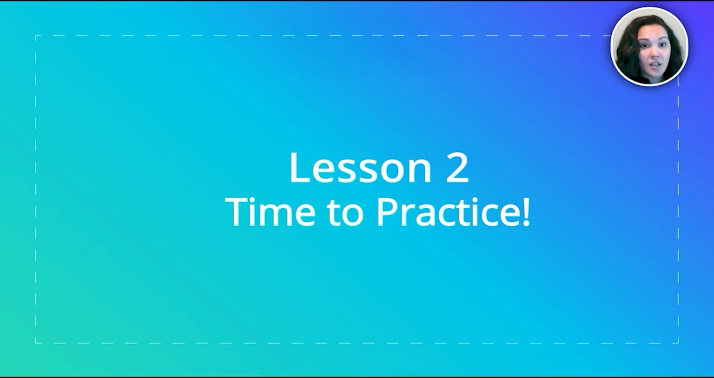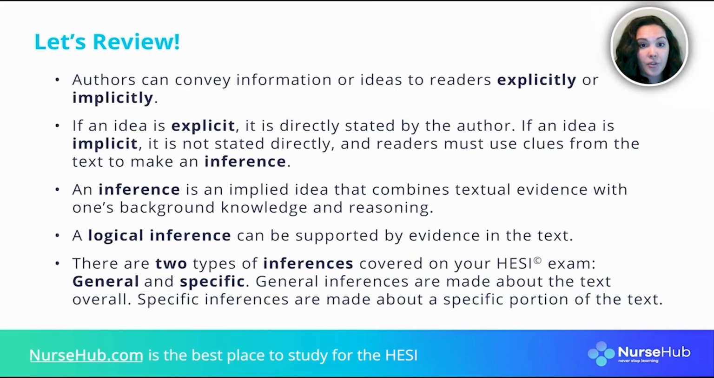Okay, here is lesson 2 in the inference series, and I just want to review with you some key points here about this skill. Remember, authors state information explicitly or implicitly. And if an idea is explicit, it's directly in the text. If it's implicit, then we need to make an inference to be able to figure out what's going on. And an inference is an implied idea about what's happening in the text and combines textual evidence with background knowledge and reasoning. A logical inference is just an inference. It's something that you can back up with text evidence.